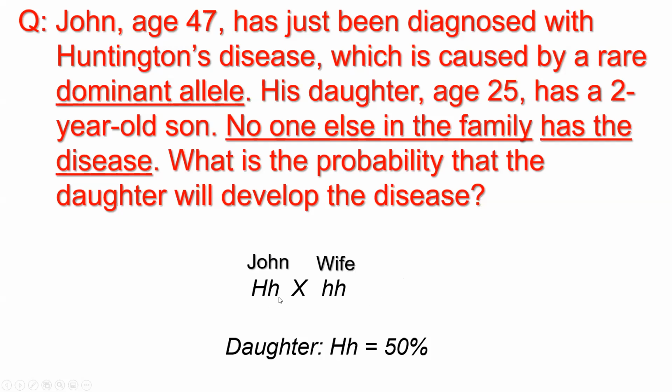Why? Because that allele can be transferred. Like if you have two sperm here, one with capital H will fertilize a small h egg. This is a person with the disease. If this is another sperm, this one, this is another, again 50%. So the whole thing is going to be 50%. So what is the probability that the daughter will develop the disease? That would be a 50% chance based on this equation and this information.